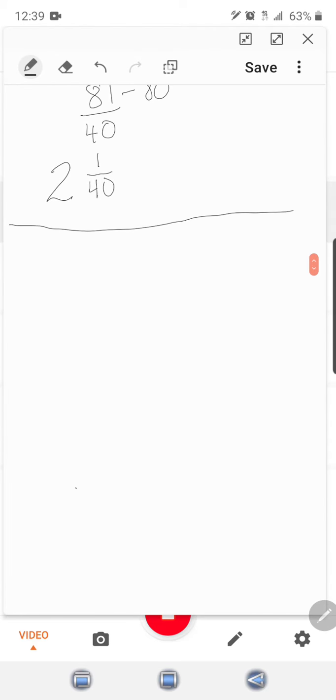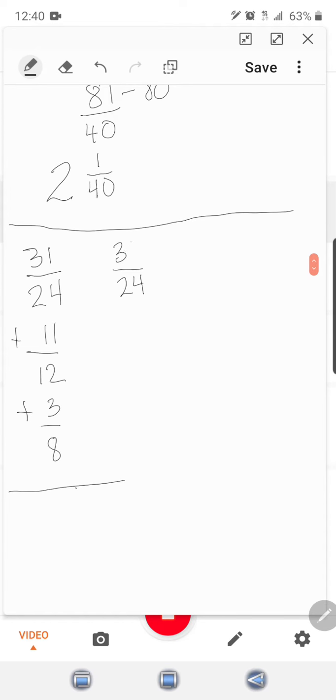Let's work on number 4. Okay, we have 31 24ths plus 11 12ths plus 3 8ths. All right, so our common denominator is 24. And notice how I work from side to side. I always do my problem up and down, and that way we can work from side to side. If I don't have to change my denominator, I'm just going to move the whole entire fraction over so I keep it with the other numbers. Makes it a little bit easier.